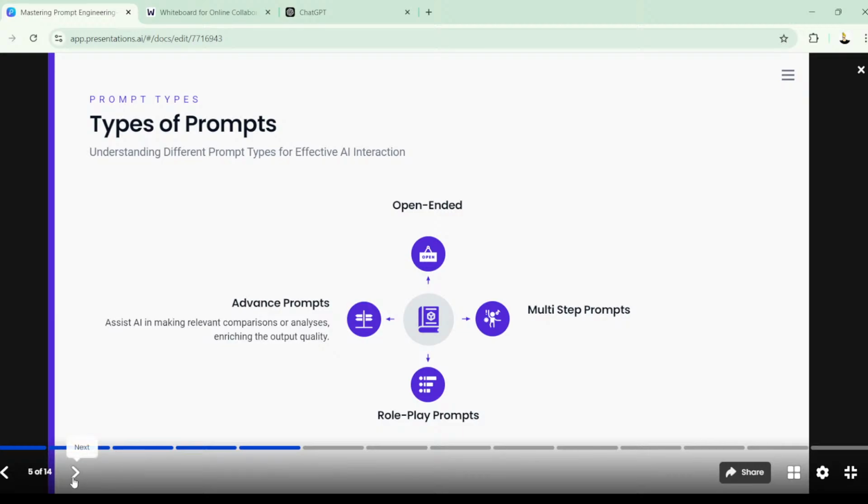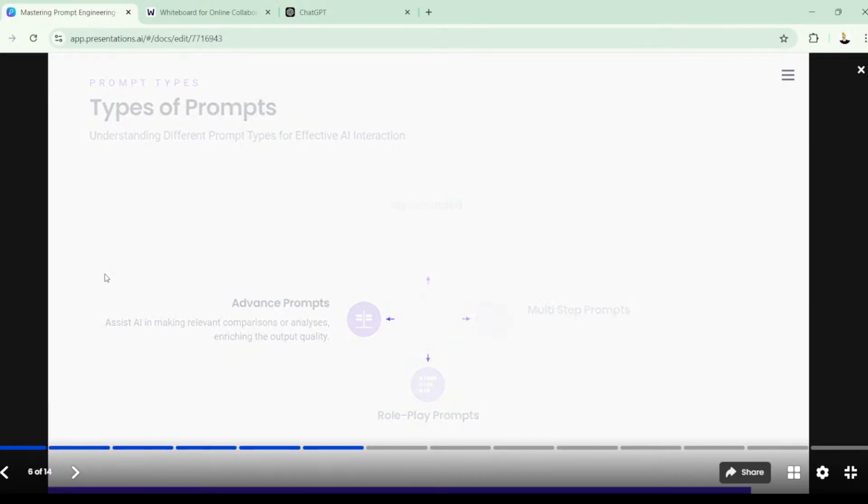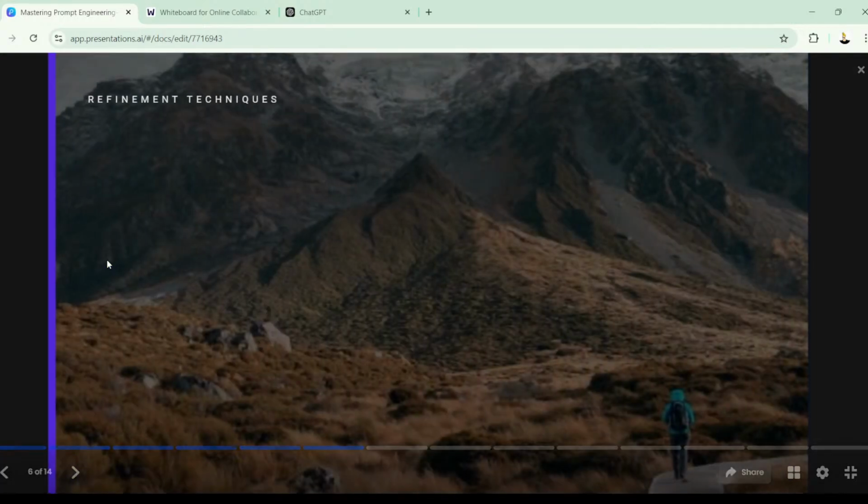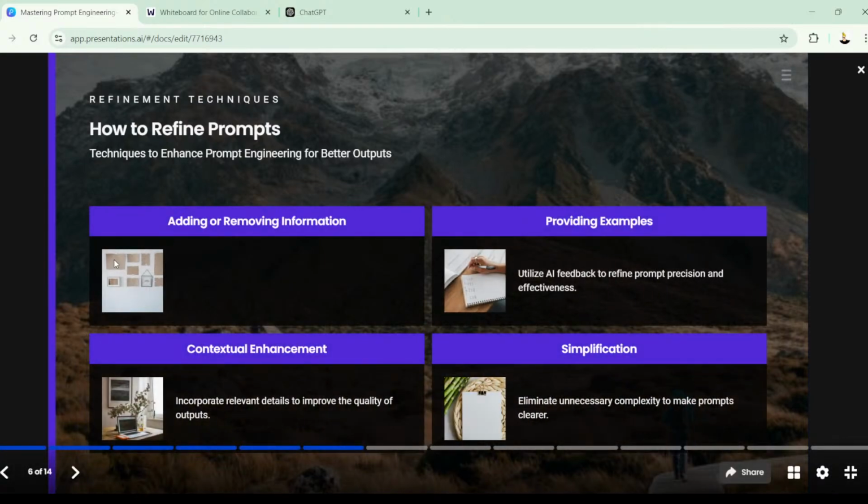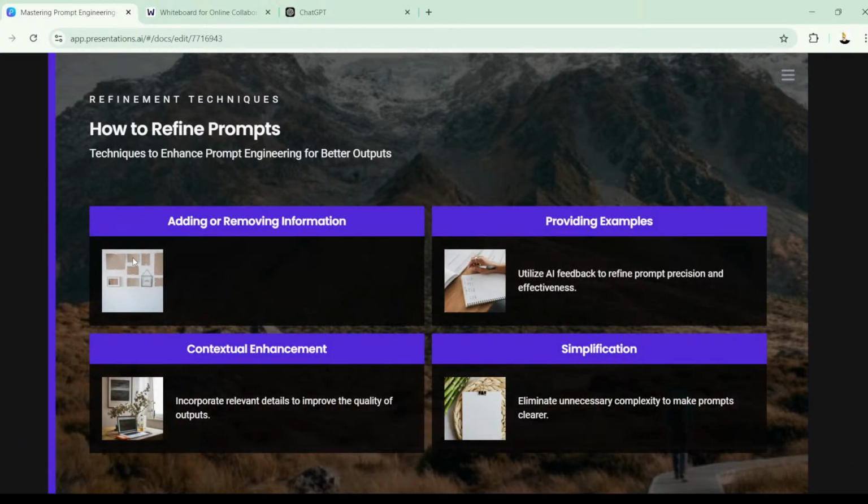Moving on, let us discuss our next topic: how to refine prompts. Okay, what is refining? Let me read your doubts first if you have any.